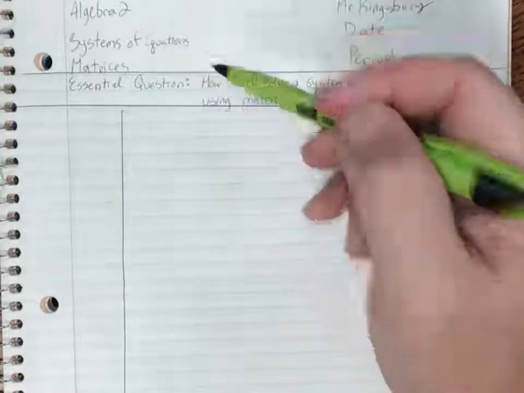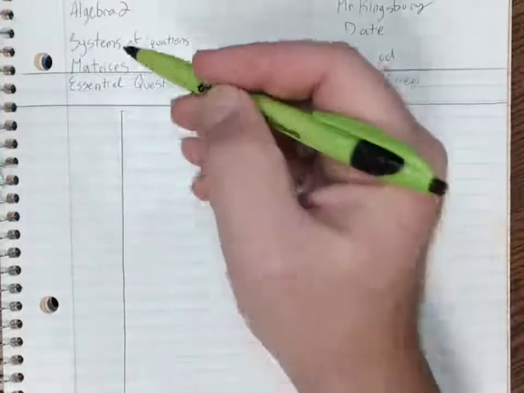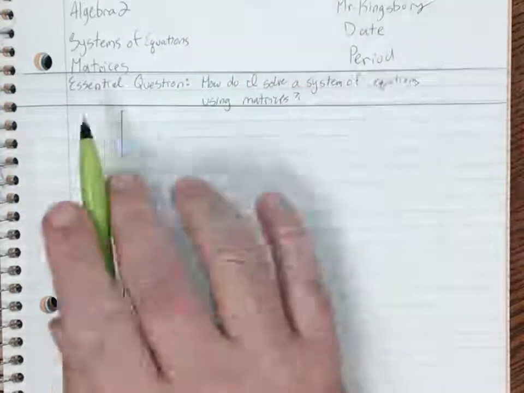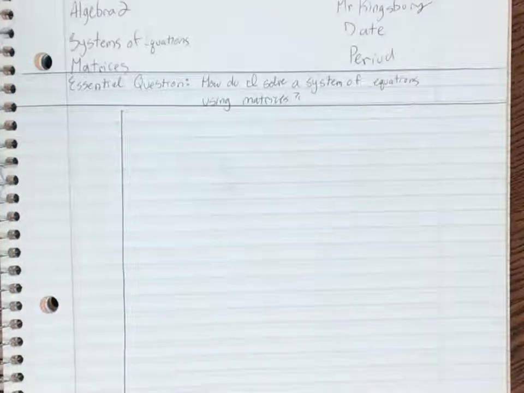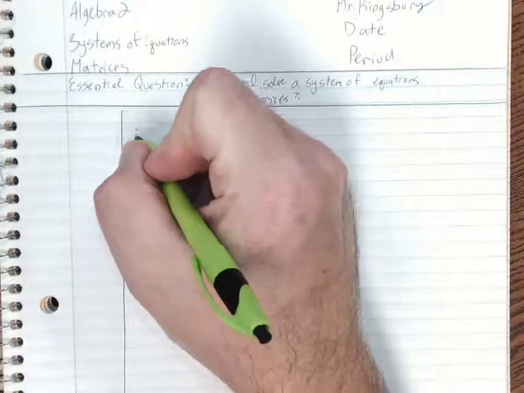This is Algebra 2. The unit is Systems of Equations, and we're talking about matrices. Our essential question is, how do I solve a system of equations using matrices? Well, let's jump right into this, and I'll try and make it as quick as possible. Before we can talk about how to solve with them, we have to understand what a matrix is.